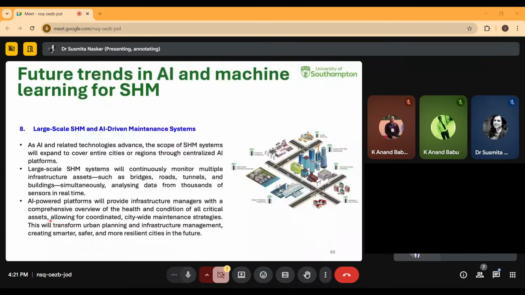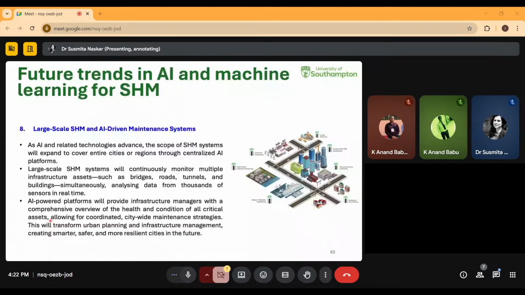So by integrating AI-driven SHM at scale, cities will become smarter, safer and more resilient, transforming urban planning. Now there is a lot of urban planning happening in many cities in India, and infrastructure management. You can actually monitor the infrastructure, you can manage the infrastructure through this.